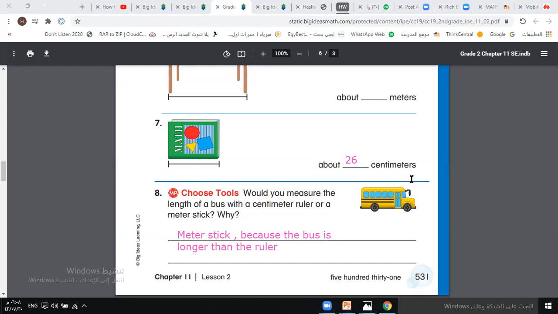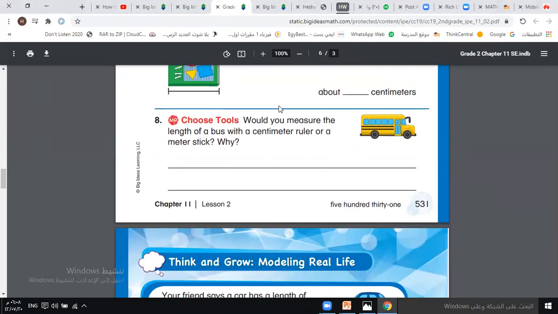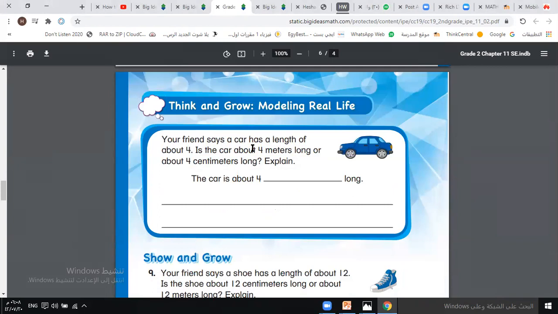Okay, now my lovely boys, please all of you write like this. Actually, grade 2, to get the length of a real bus, it's easier to use a meter stick. It's easier to get the length by meters, because the bus is longer than the ruler, the centimeter ruler. Now, grade 2, let's move to the next page to answer the next question. I'll show you a video about this question, so please all of you pay attention, please. Okay?